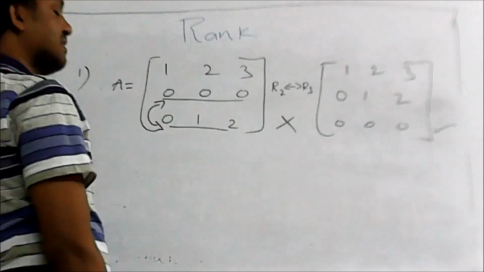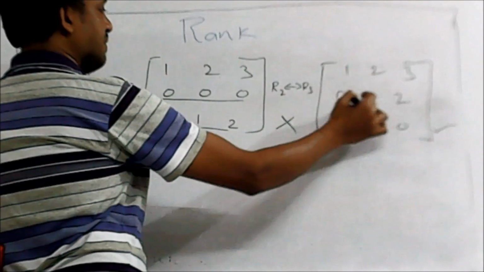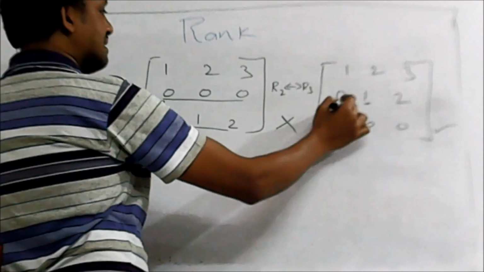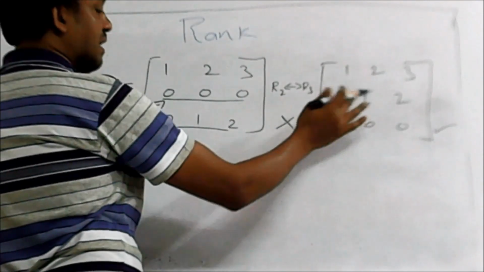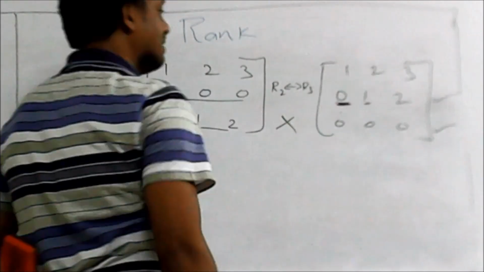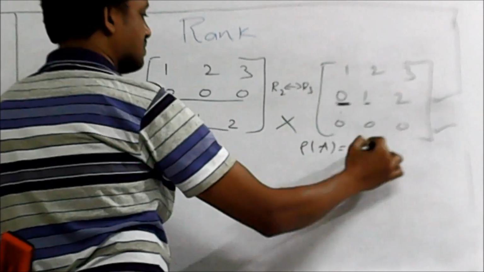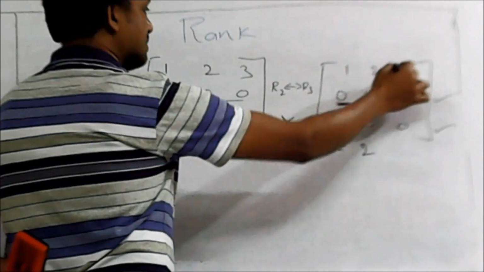What about the next, the number of zeros before non-zero elements? Here zeros are there before non-zero elements, which should be less than the number of such zeros in the next row. There is no other non-zero row below this, so the second property is also satisfied. What about the rank of A here? Rank of A is the number of non-zero rows, 2. This is the zero row. These two are non-zero rows.